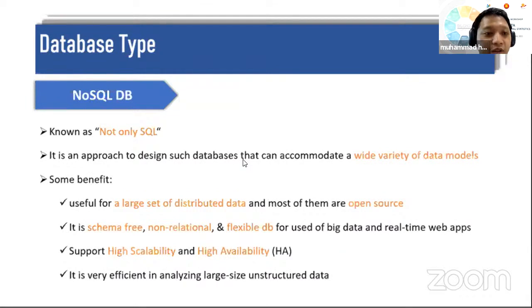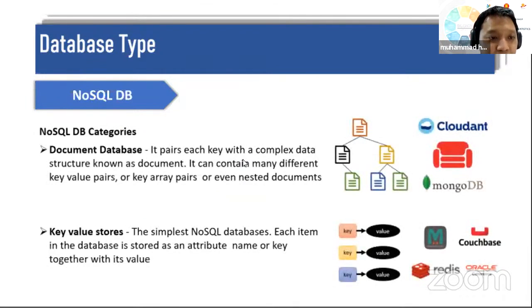Then I can move to the types of NoSQL DB. There are 4 categories of NoSQL DB. The first one is document database, where it pairs its key with a complex data structure known as a document. It can contain many different key value pairs, or key array pairs, or even nested documents. You can see in the slide there are some documents which are connected with other documents. And we can see there are Cloudant, CouchDB, Apache CouchDB, and MongoDB, which are the DBMS for NoSQL document database.